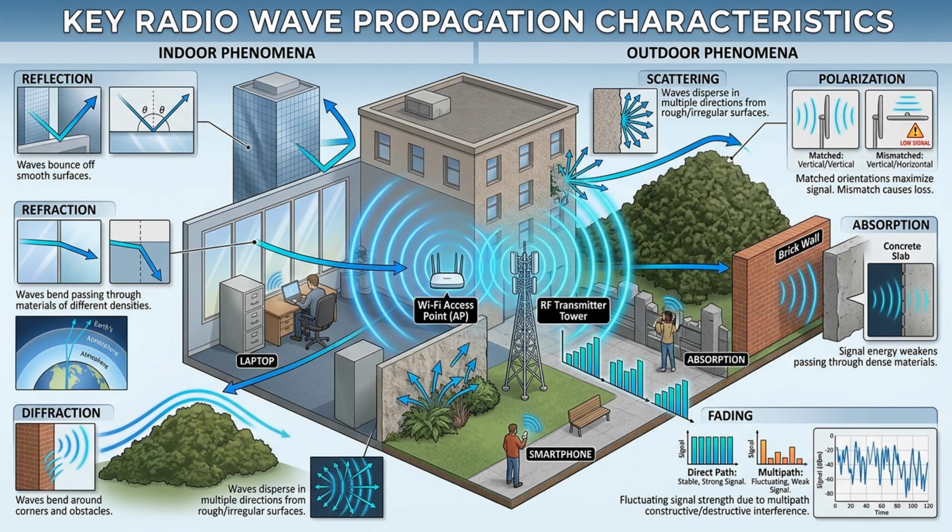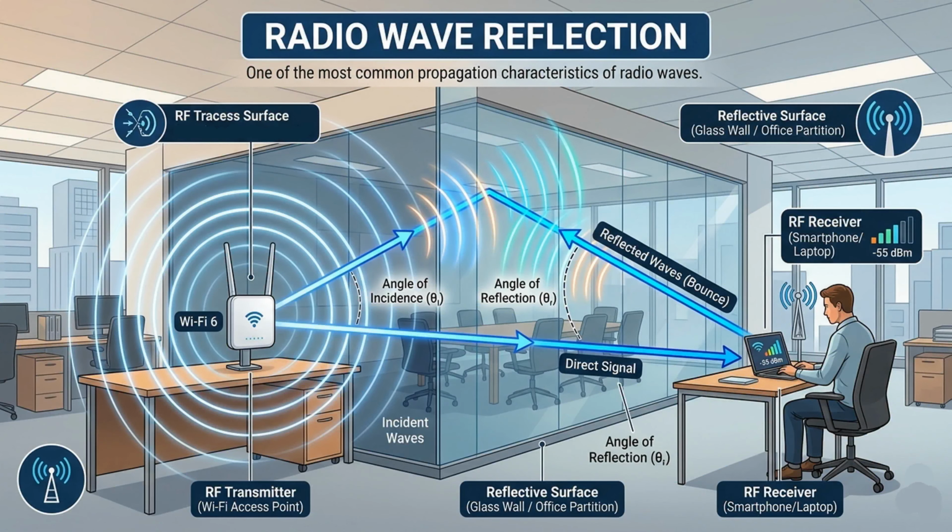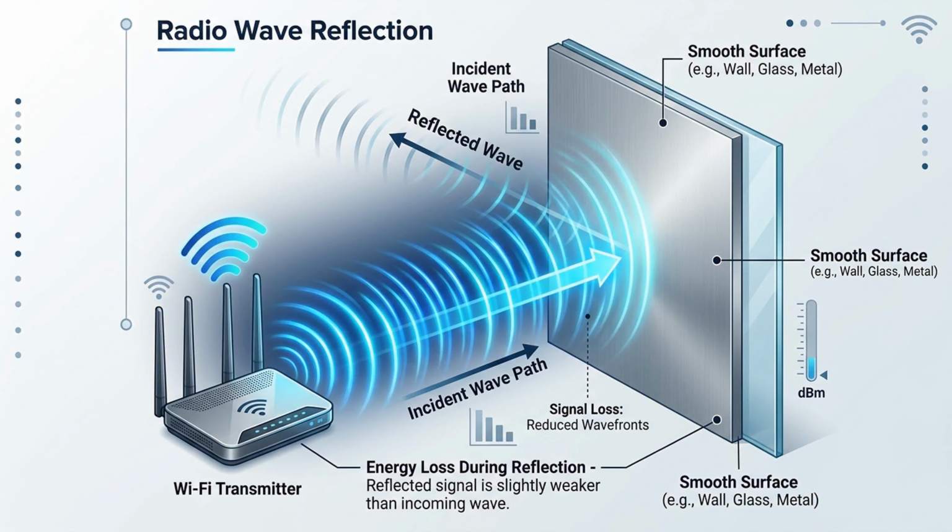Key propagation characteristics such as reflection, refraction, diffraction, scattering, absorption, polarization, and fading determine how signals travel through real-world environments. Radio wave reflection. One of the most common propagation characteristics of radio waves is reflection. Reflection occurs when a radio wave encounters a large, smooth surface and bounces back instead of continuing along its original path. During this process, some of the signal's energy is lost.